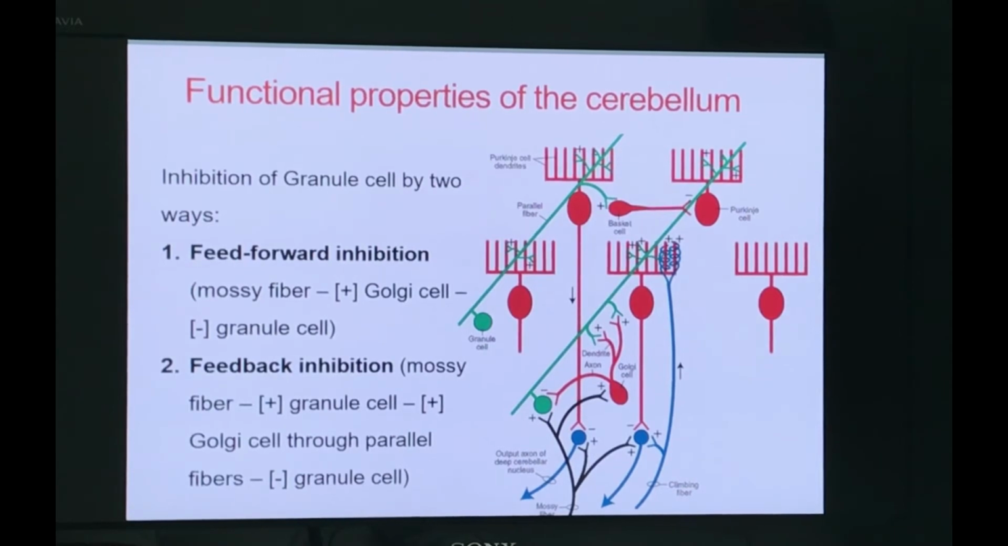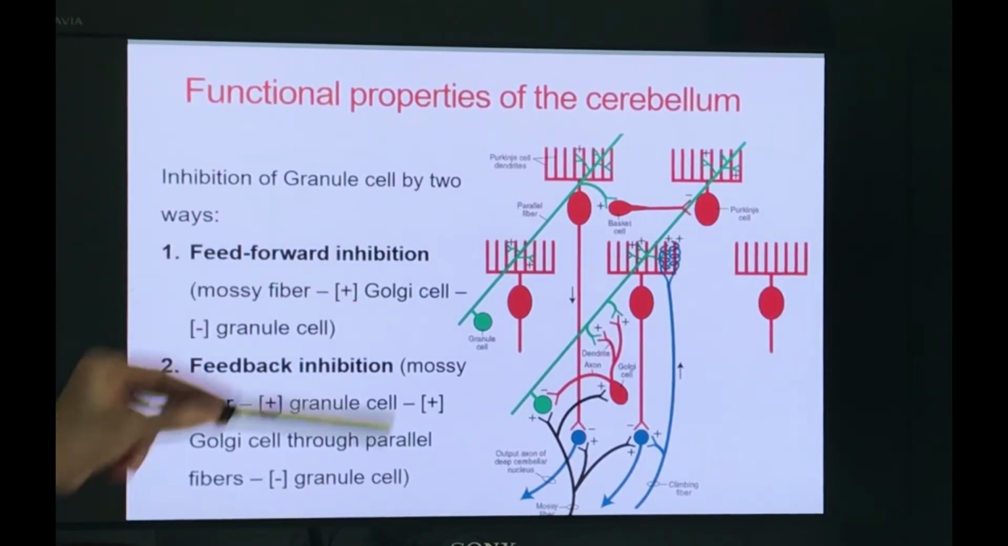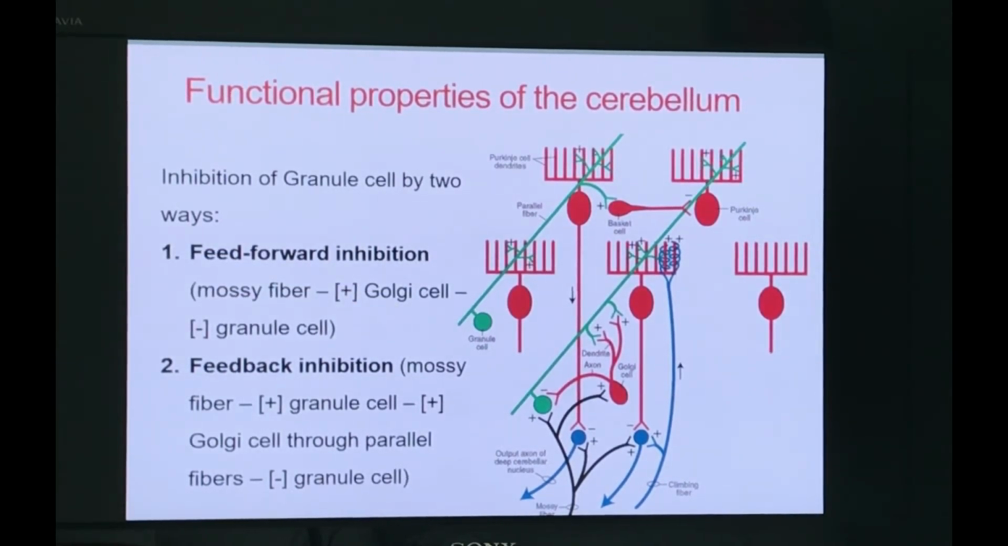In feed forward inhibition, the mossy fibers directly excite the Golgi cells, and Golgi cells release an inhibitory neurotransmitter which controls the granule cells. Mossy fibers have collaterals which stimulate the Golgi cells. Once Golgi cells are stimulated, they release an inhibitory neurotransmitter which mainly inhibits the actions of granule cells. This is direct feed forward inhibition. The other one is feedback inhibition, where the mossy fibers first excite the granule cells.